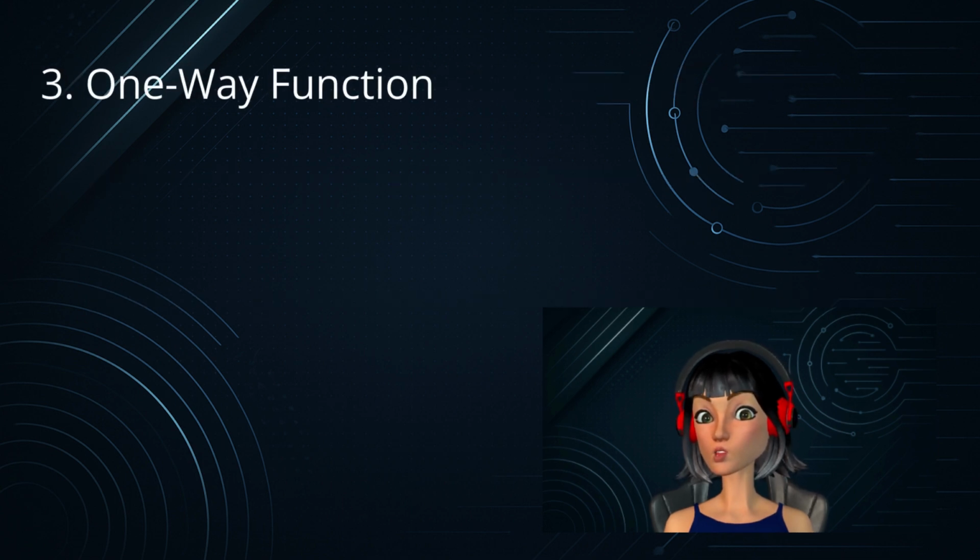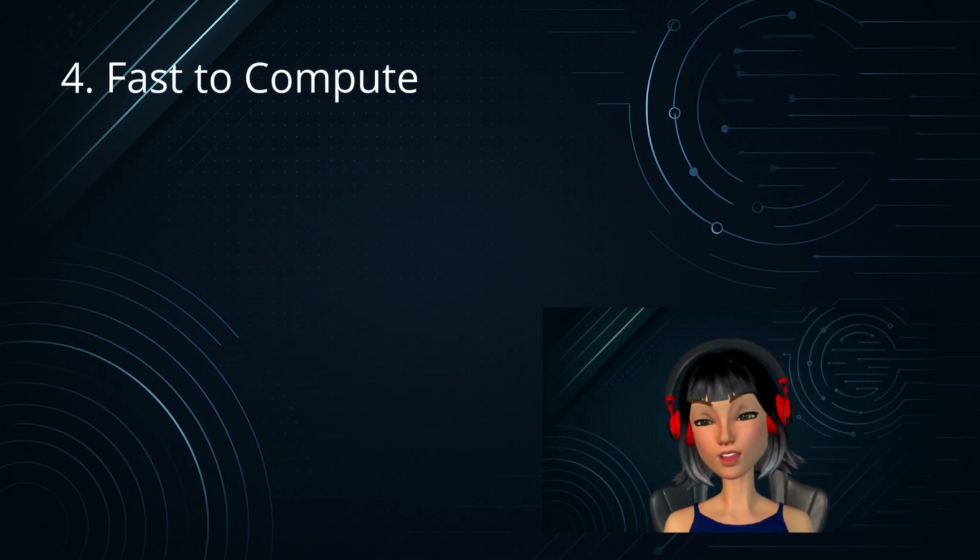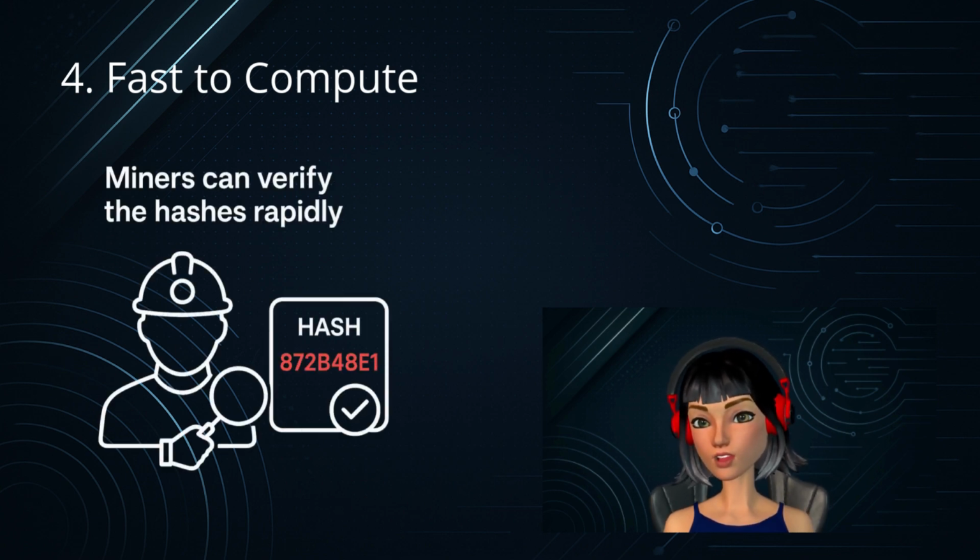Third, it is also a one way function. Given a hash, it's infeasible to recover the original input. That's why hashes are used for integrity checks and security. Fourth, it's incredibly fast to compute. Hashes are designed to be quick. Miners can verify blocks and transactions rapidly. For example, in Bitcoin, miners need to compute billions of hashes per second while searching for a solution.